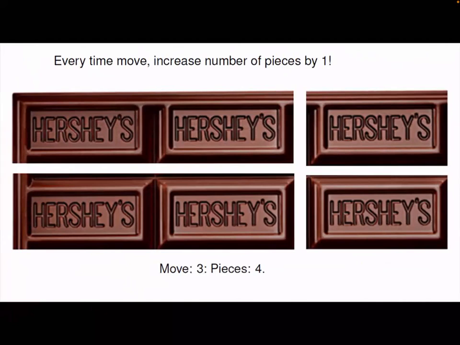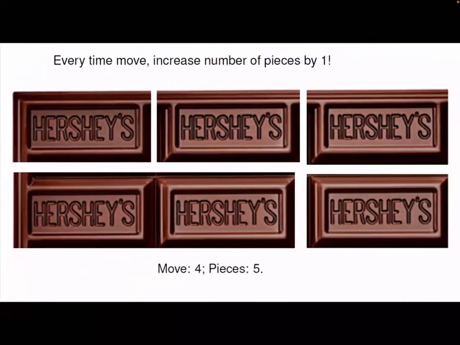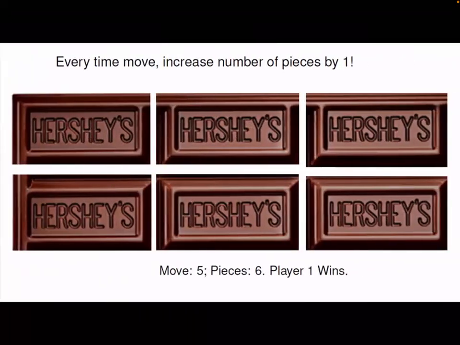We changed the order in which we split things. Okay, yes, we split things there. Then the next one we split over here, and then the next one we split on the bottom. And so it takes five moves. We have six pieces. Player one wins.